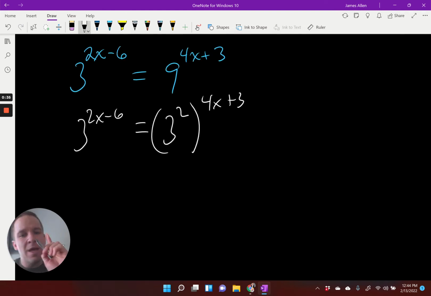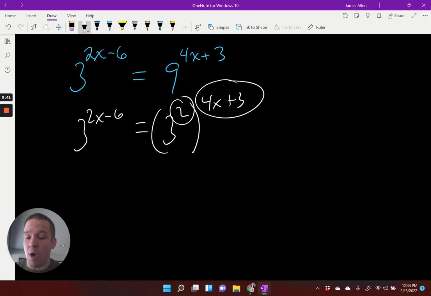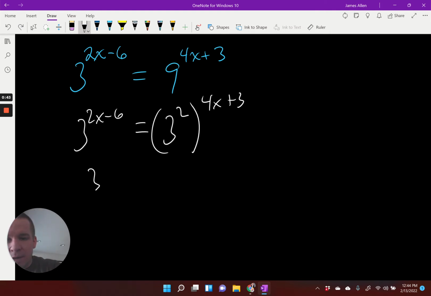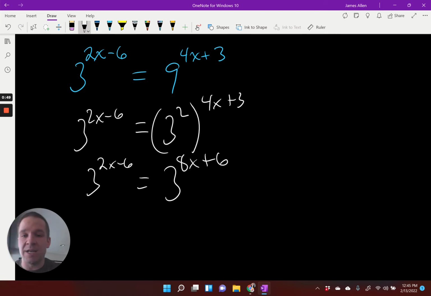I'm almost there. Now next, my exponent properties tell me I should multiply this and that together to become 1, right? So if I do that, my left side still stays the same, and I'm going to have 3 to the 8x plus 6. That 2 does get distributed to both parts, right? Because I am multiplying them. Now I have 3 to a power and 3 to a power. It would make sense that those exponents would need to be equal to each other, right? If the bases are the same, the exponents should be the same.